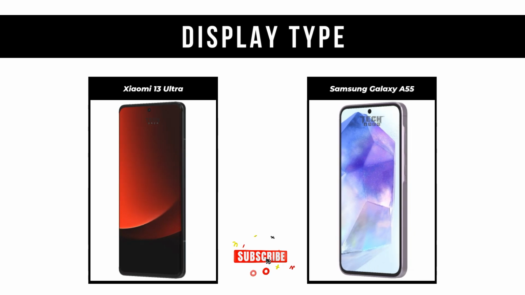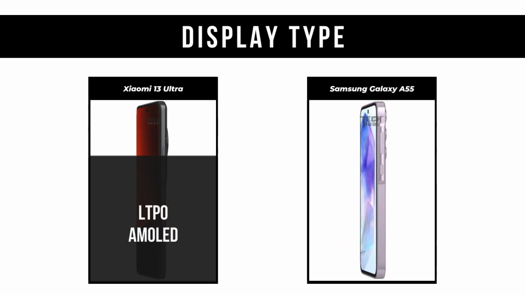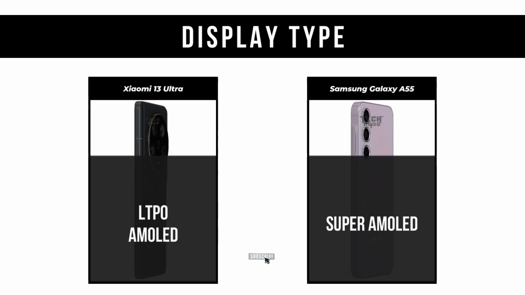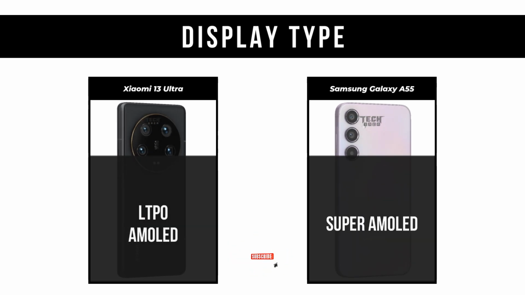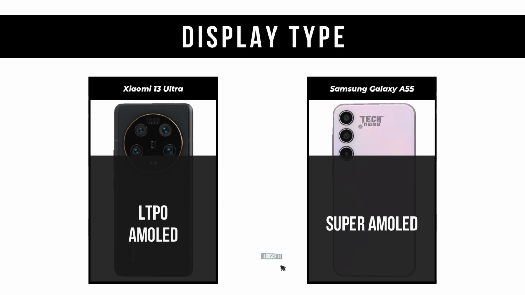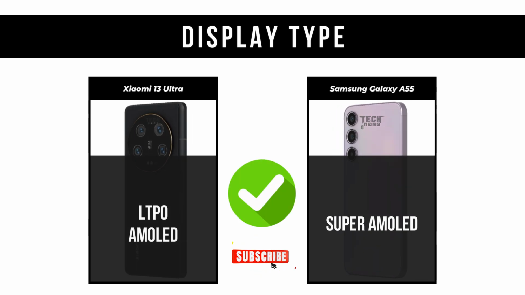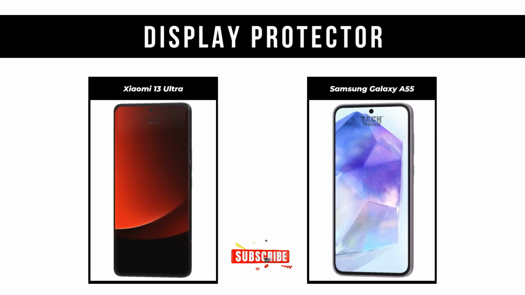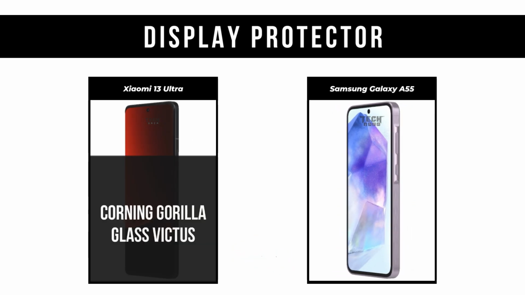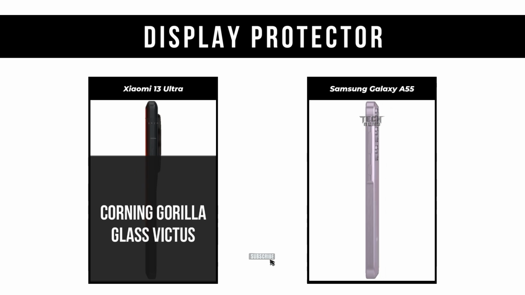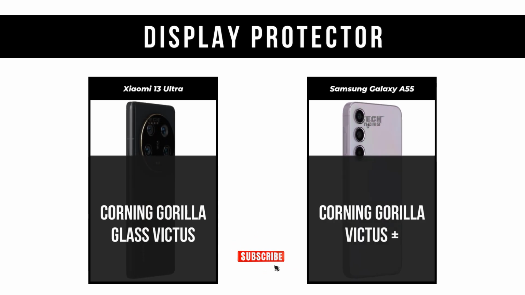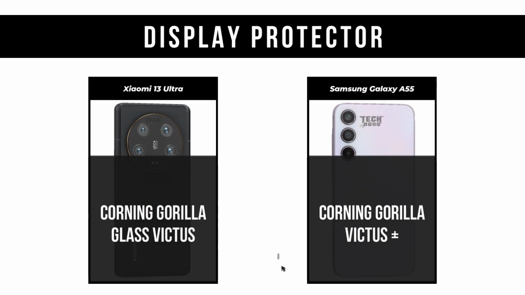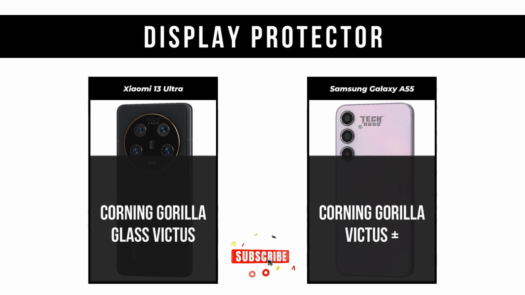Display type. Xiaomi 13 Ultra is LTPO AMOLED. Samsung Galaxy A55 is Super AMOLED. Display protector. Xiaomi 13 Ultra is Corning Gorilla Glass Victus. Samsung Galaxy A55 is Corning Gorilla Glass Victus Plus.